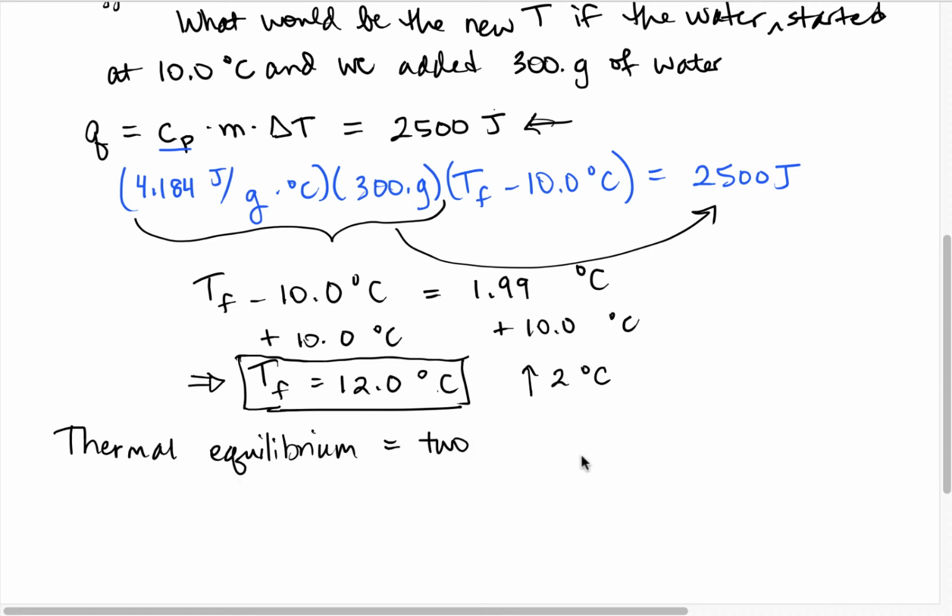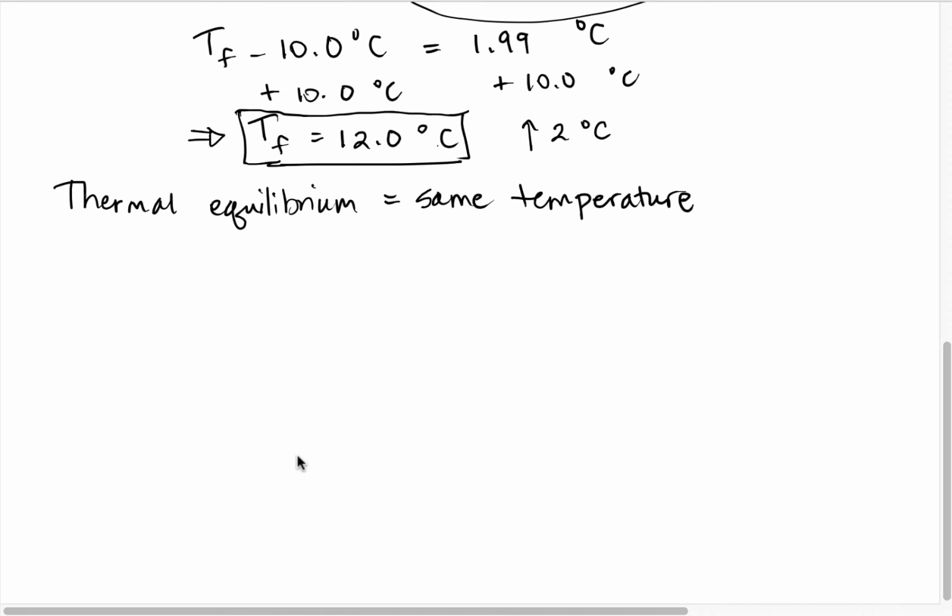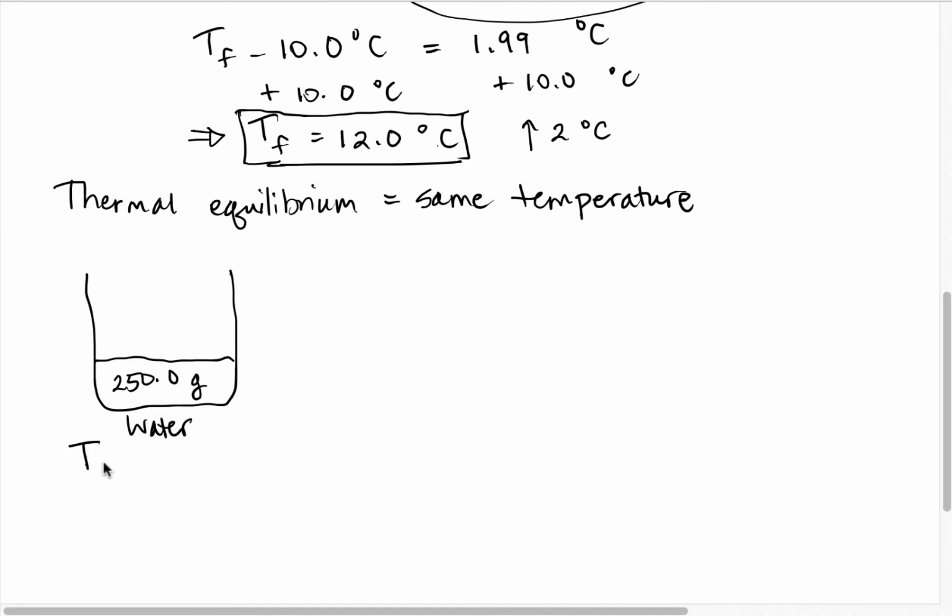So if two things are in thermal equilibrium, it doesn't have to be two, it can be however many you have. This just means that they have the same temperature. So let's set up a slightly more involved problem where we actually won't know what the heat flow is for our two samples. So let's say that we have 250 grams of water, and this is liquid water, and it starts with an initial temperature of 80 degrees Celsius.